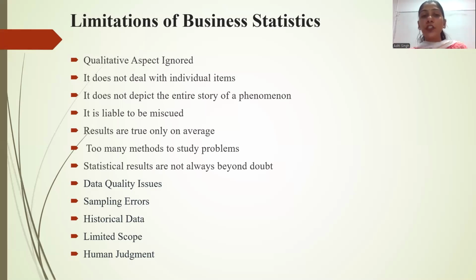Now, human judgment. Interpreting statistical results involves human judgment. Different analysts may interpret the same result in different ways, as their subject knowledge is different and their potential is different. So different analysts may interpret the same data differently.